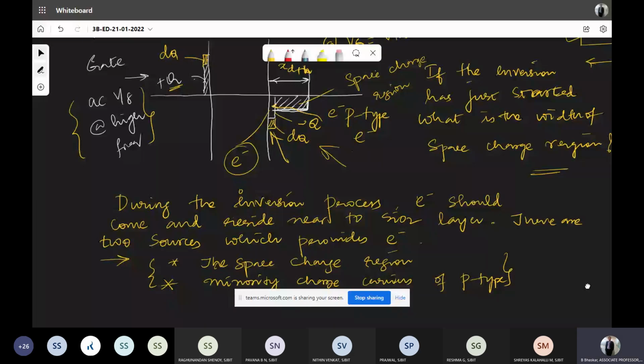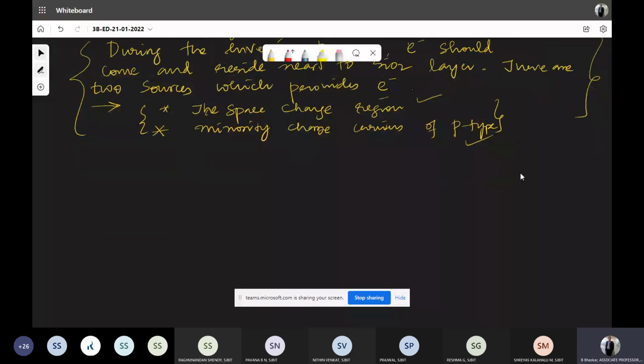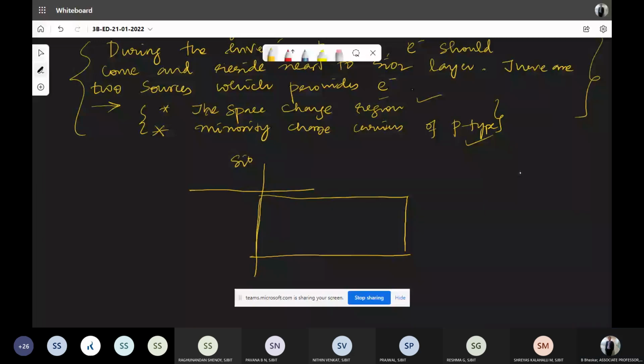Clear? But what is the point here? The input frequency is quite high. Now, how are we going to relate the input frequency with the electrons which are generated because of these two? Either because of the space charge region or because of the minority charge carriers in p-type. So let us exaggerate the space charge region what we have got. Let us consider this to be the space charge region. On this side is what we have, the silicon dioxide layer. This is the p-type. So what I've indicated here is the space charge region.